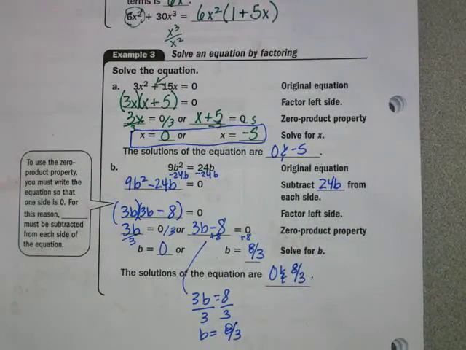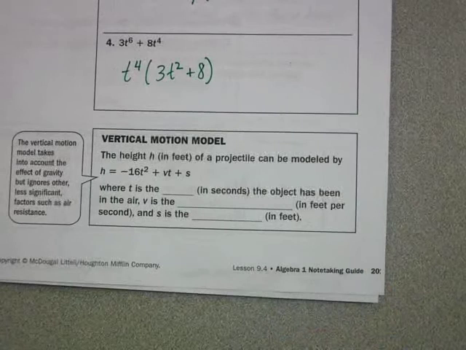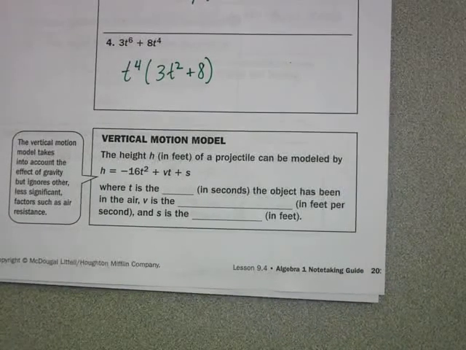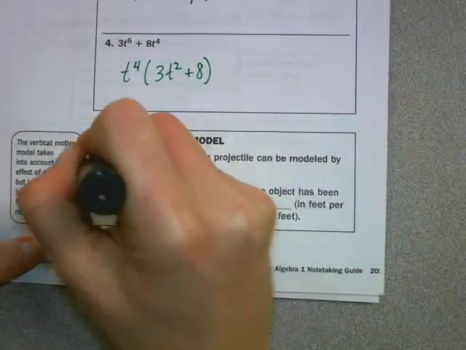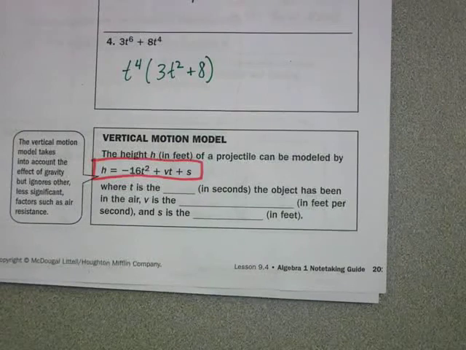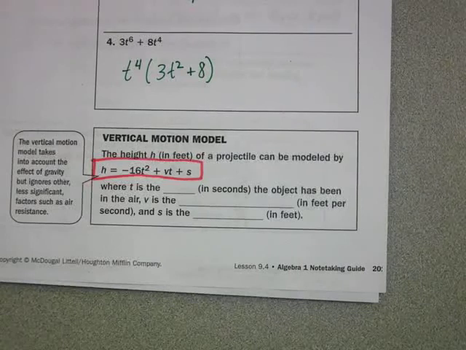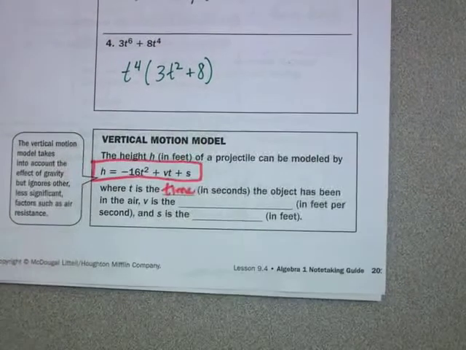Okay, the last thing we need to talk about is the vertical motion model. You are going to see it for the rest of the year, so you might as well start getting it in your brain now. The height, h in feet, of a projectile can be modeled by h equals negative 16t squared plus vt plus s. So t stands for what? You know this. Time, in seconds, the object has been in the air.